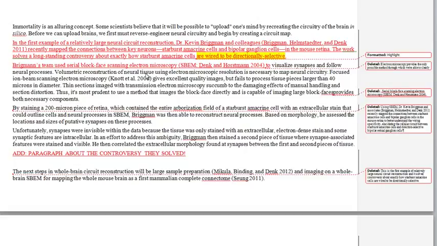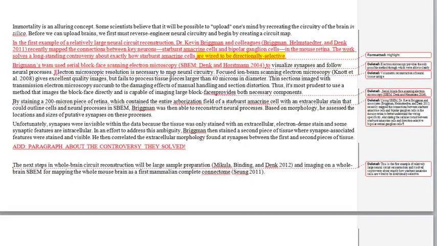So I've started specifically with what Brigham's team did, and then I can go into some of the details about the different types of microscopy if it's needed. I'm also going to cut where it says volumetric reconstruction of neural tissue. Notice, that's kind of jargony. Well, I think if we're getting into why we used electron microscopy at all, we can just say electron microscopic resolution is necessary to map neural circuitry. I don't think we need any of the other words there. So we can cut a few words there.